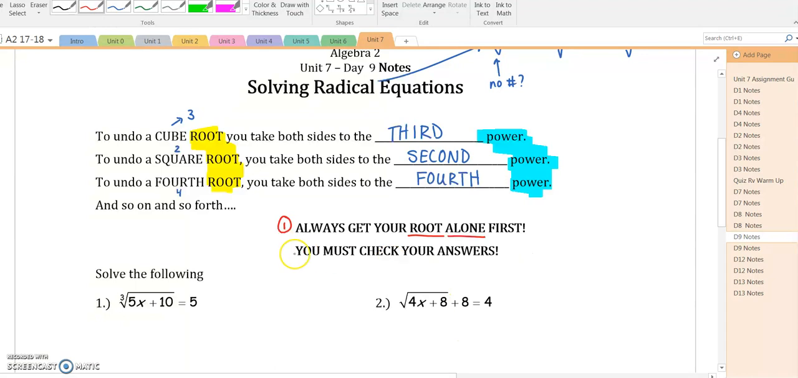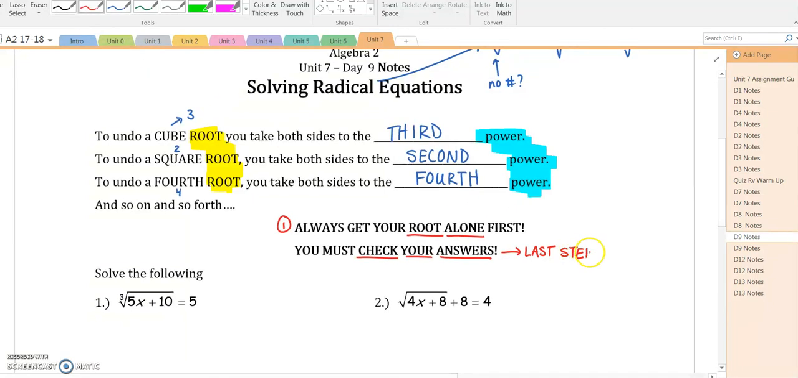Okay, and then the last thing here is you must check your answers. It is possible to have extraneous solutions in these problems, which are solutions where you didn't make a mistake, but your answer still doesn't work. So this is going to be our very last step in every problem, just to make sure that we don't have one of those. And that's going to be to check our answers.